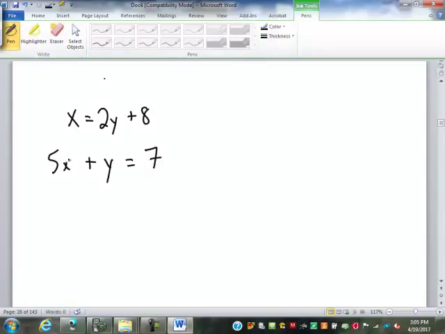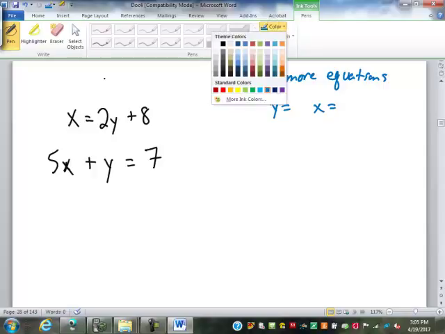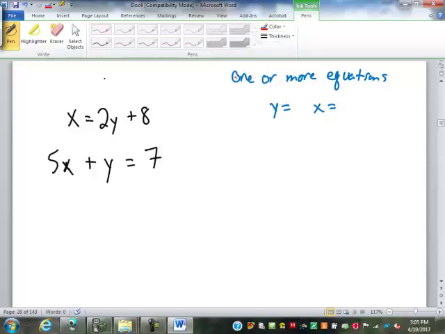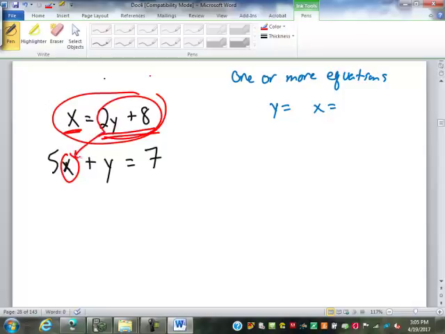So looking at this system of equations here, first thing we look for is if there's one or more equations that is solved for, either x equals or y equals. Do we have one of those in this system? Yes. Yeah, this top one is x equals. So we know that x equals 2y plus 8. So what that's telling us is where we see x, we can replace it with 2y plus 8.